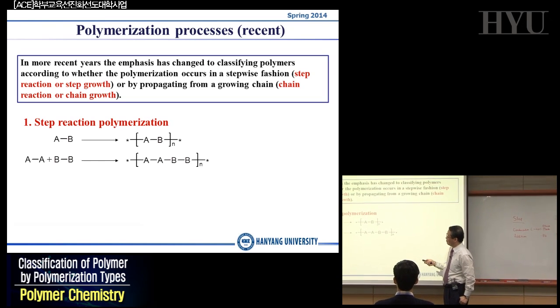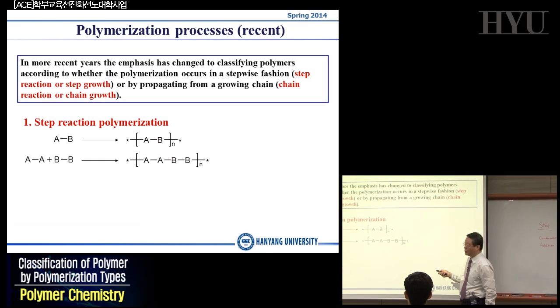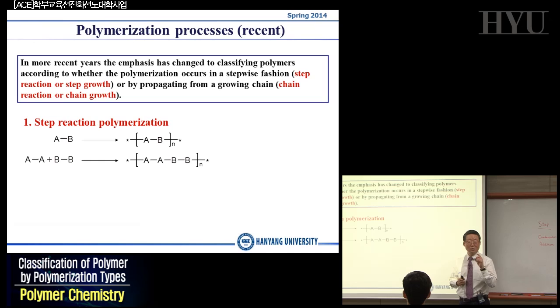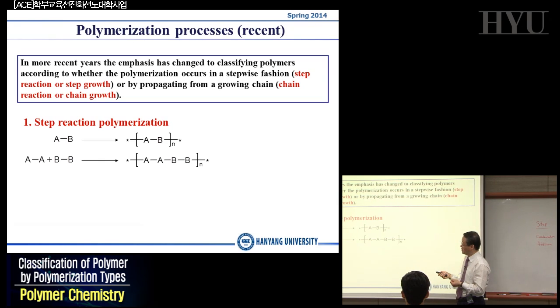The first one is a bifunctional monomer, just like a hydroxy acid. A and B represent each functional group. So you have two functional groups in one monomer, just like an amino acid. You can proceed with the reaction and it can become a polymer.